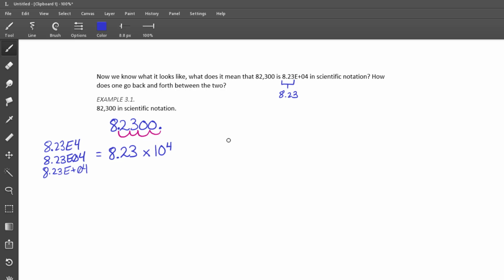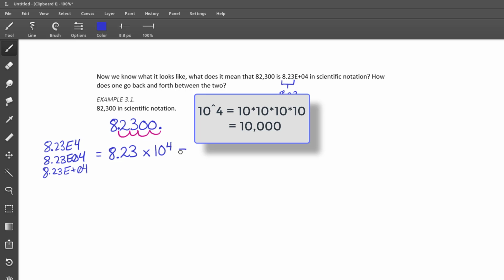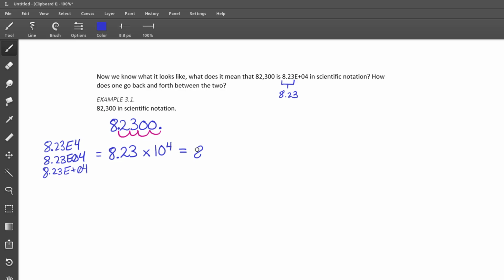So I mentioned in our discussion of the figures above that 10 to the 4th is 10,000. So the way we get 82,300 back is by just doing this math problem: 8.23 times 10,000 equals 82,300. You can try it yourself with a calculator or with Excel. Now, we use this hopping decimal as an explanatory technique to get into scientific notation. I want to show you how to use it to get out of it as well.